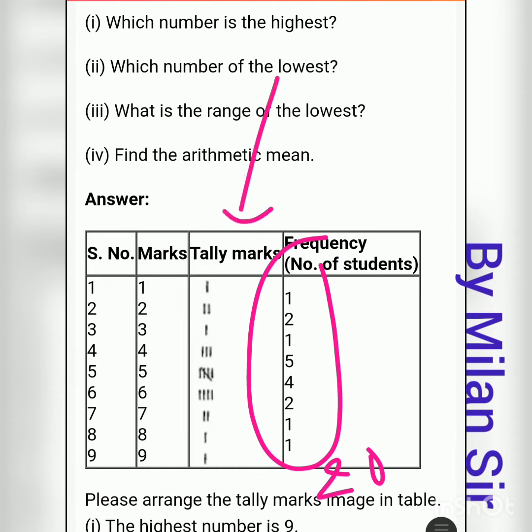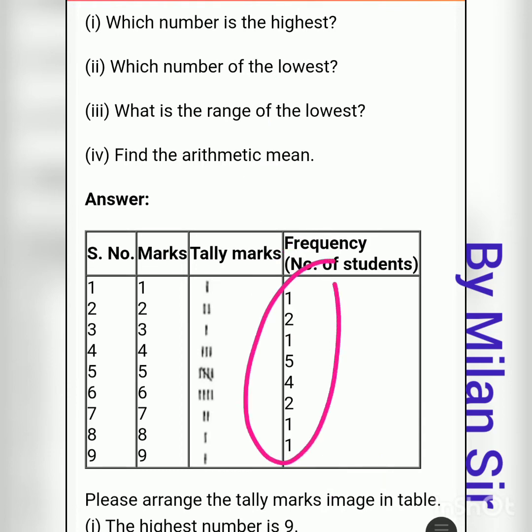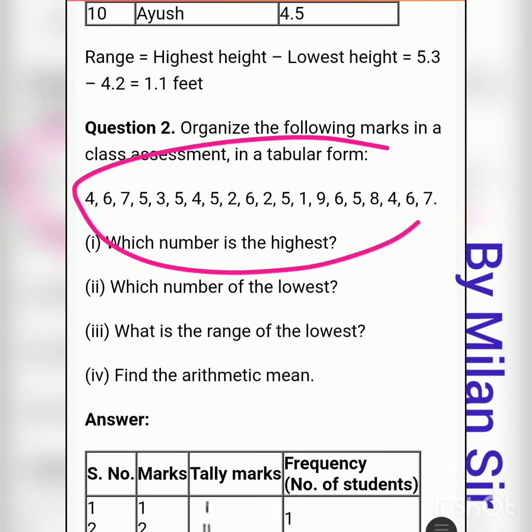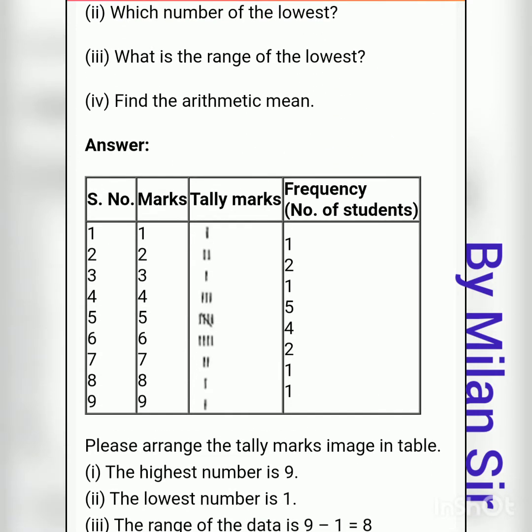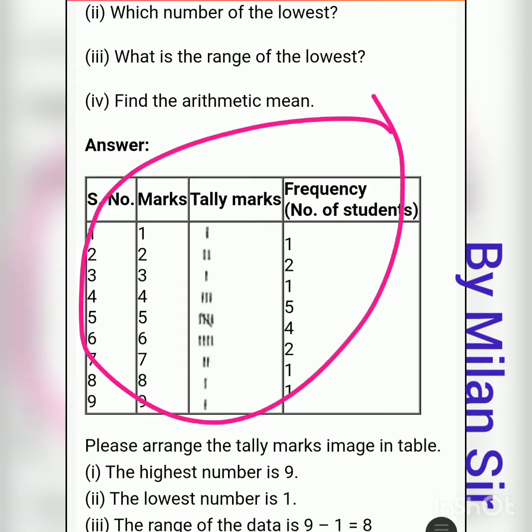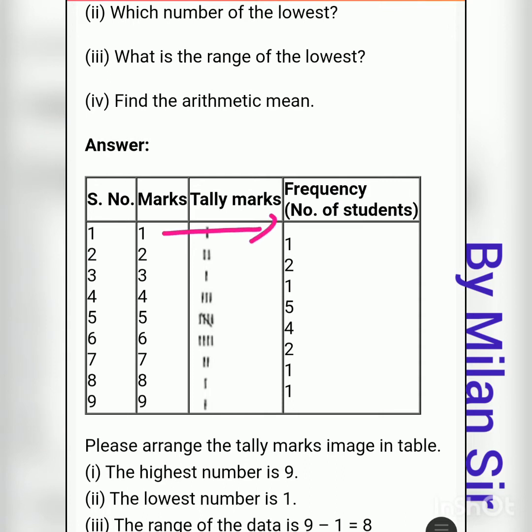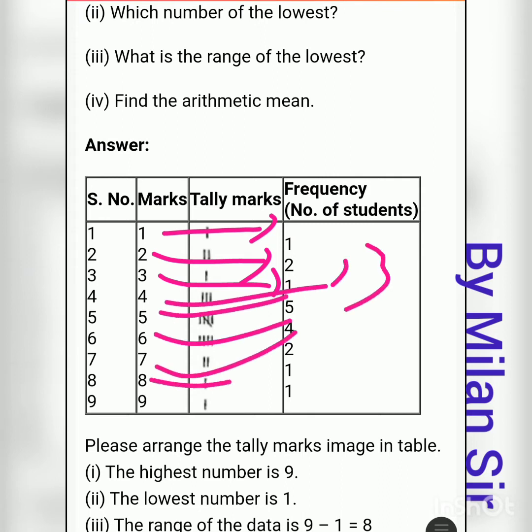If these two answers are not the same, it means we missed some value, or we additionally put one value, so we made some mistake in the table. If both answers, the sum of the frequency and the total number of observations, are the same, our table is correct. This is the tabular form: 1 time 1, 2 time 2, 3 time 1, then 4 time 3, 5 time 5, 6 time 4, 7 time 2, 1 time 8 and 1 time 9. So this is the table.